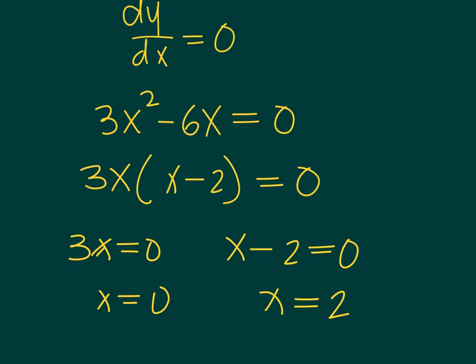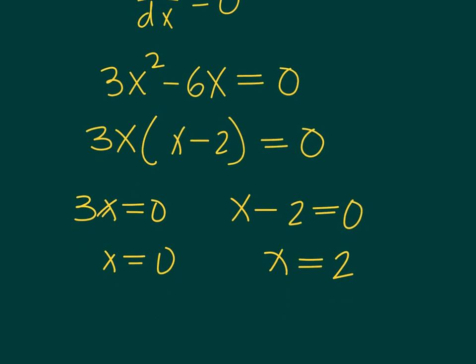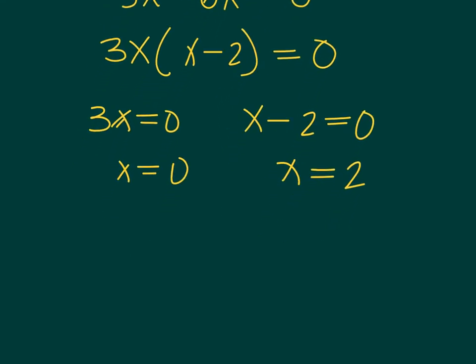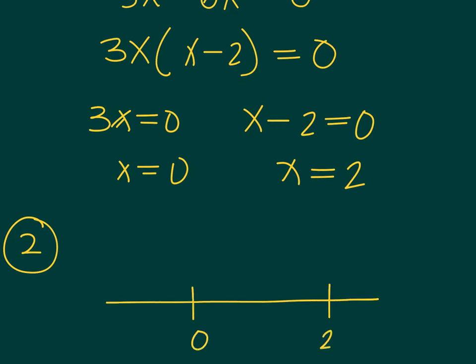So either a maximum or minimum will happen at x equals 0, and a maximum or minimum will happen at x equals 2. Okay. So how do we identify if it's a relative maximum or minimum? Step number 2. We will be investigating what is happening with the derivative before 0, between 0 and 2, and after 2.